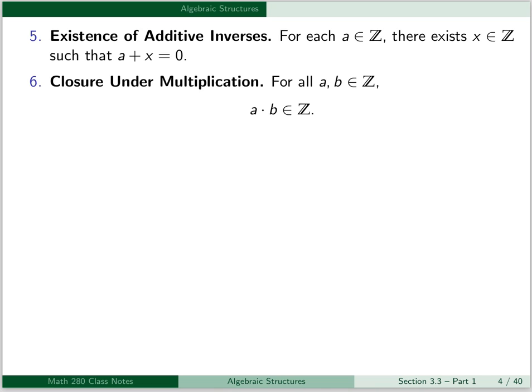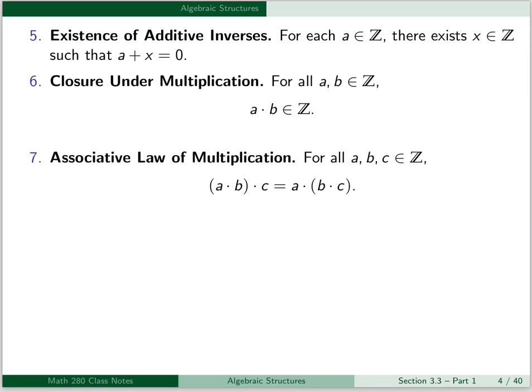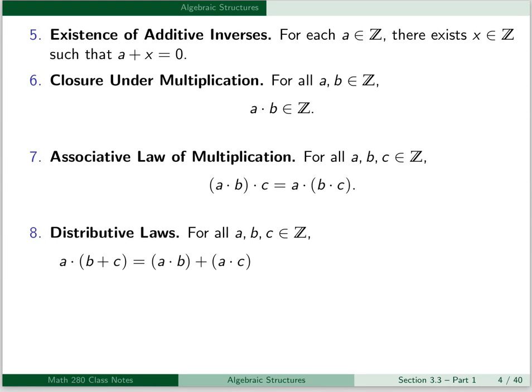Sixth, closure under multiplication. For all a, b in Z, a times b is in Z. So when we multiply two integers together, we get back an integer. Seventh is the associative law of multiplication. For all a, b, and c in Z, the quantity a times b, times c is equal to a times the quantity b times c. And eighth are the two distributive laws.